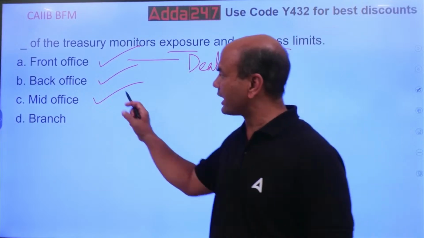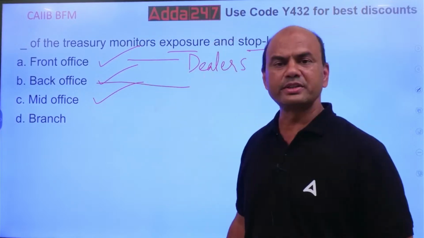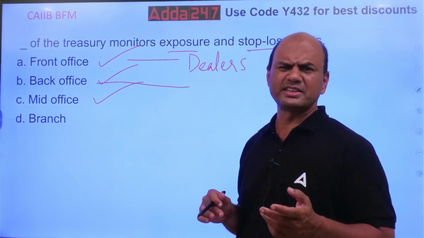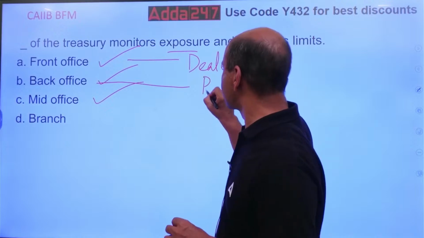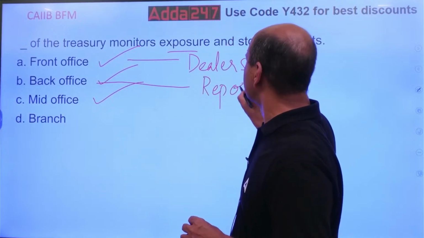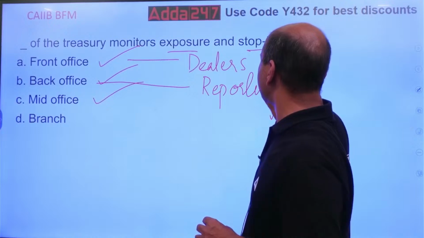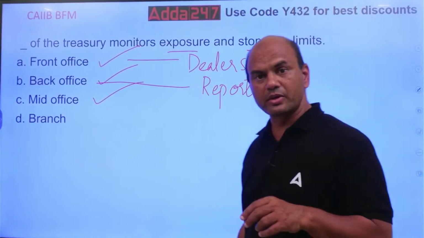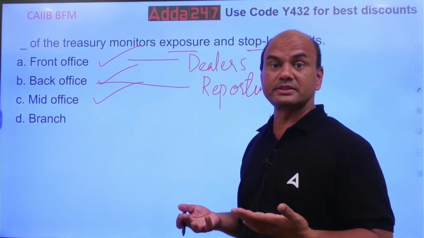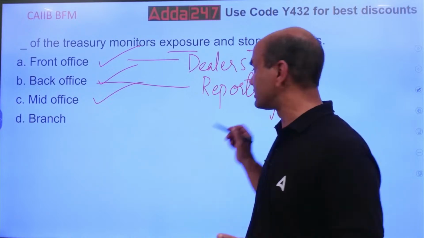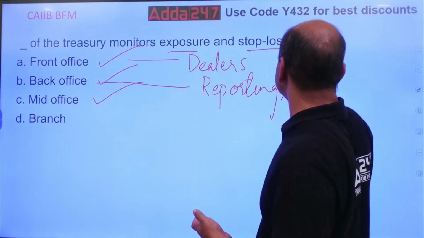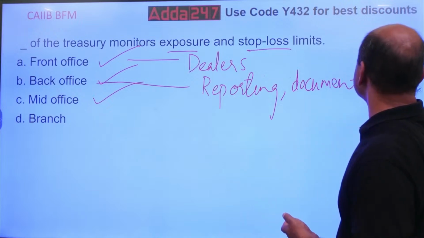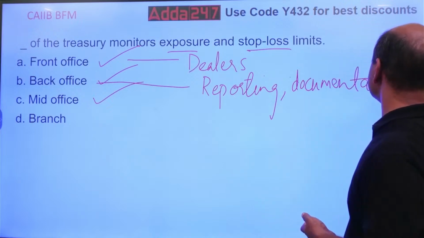Now, what does the back office do? Back office does the job of all your compliance, you can call it. Compliance in the sense reporting part. So reporting is done by the back office. Not only reporting, all your transactions are settled. The documentation of the transactions is done by the back office.